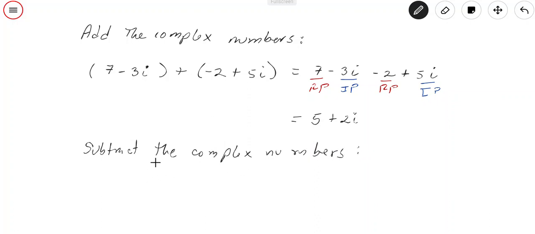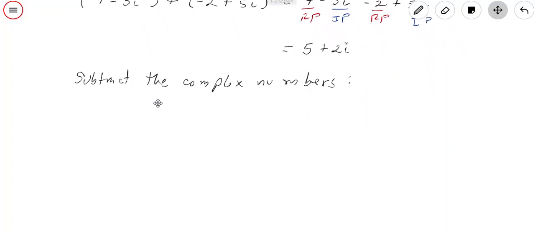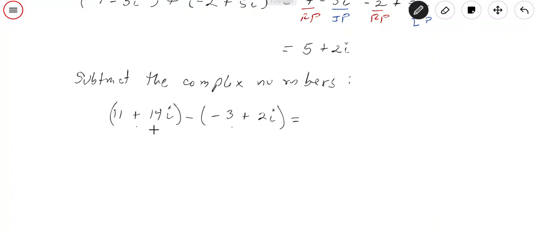So let us think in the following example. Let us say we have this example over here: 11 plus 14i minus negative 3 plus 2i, right? So in this case, I have my two complex numbers and I have a subtraction.